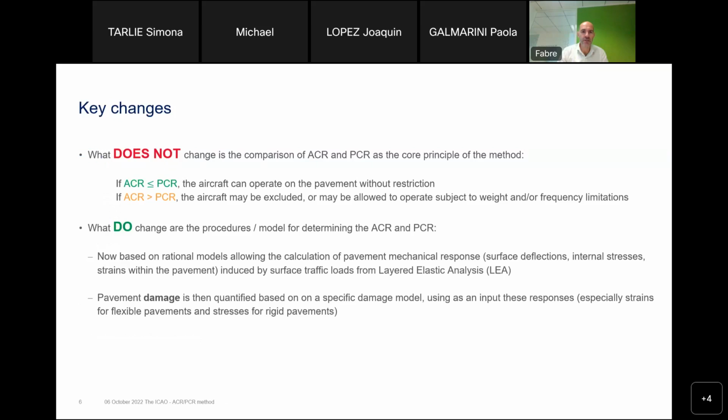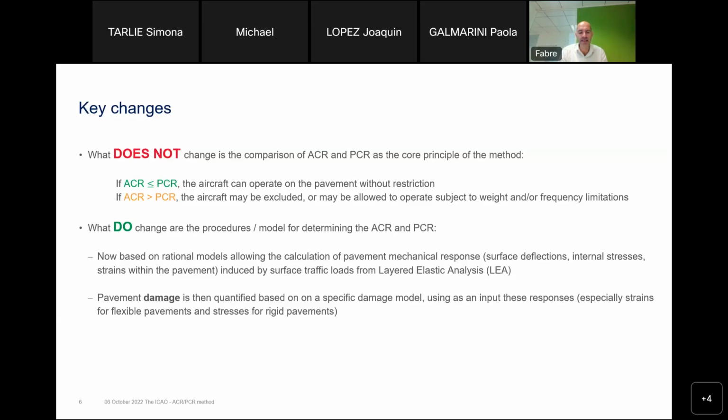So about the key changes, first, what does not change? For those who are familiar with the ACN-PCN system, the principle which consists in comparing two numbers remains unchanged, but the background for calculating both components of the system is fundamentally modified. So it relies now on rational models, allowing the calculation of pavement mechanical responses, so basically the pavement internal stresses and strains that are produced by surface traffic load from the layered elastic analysis.